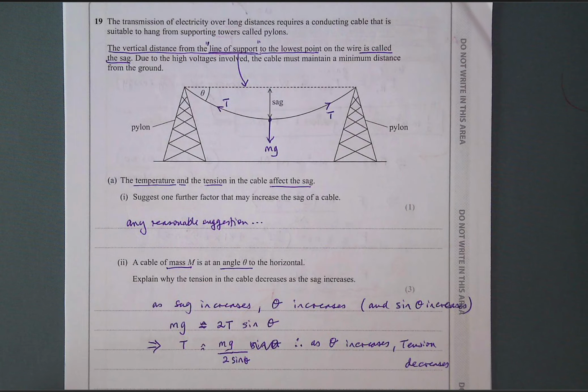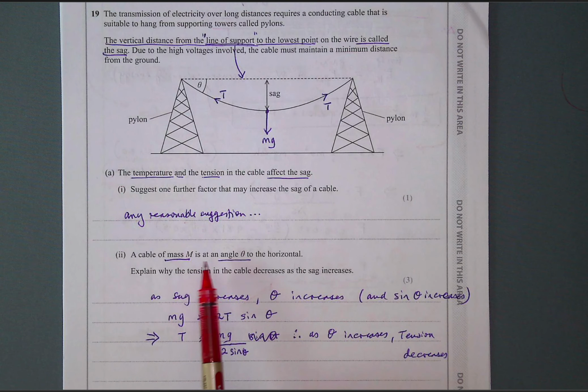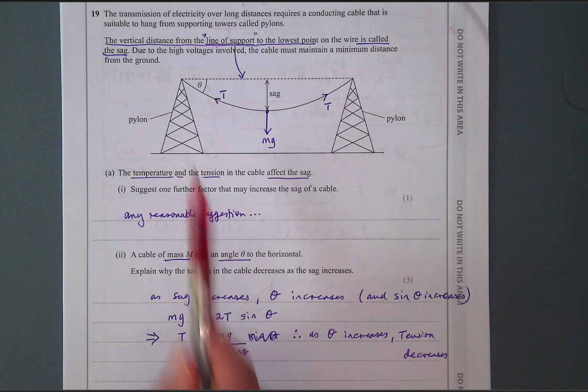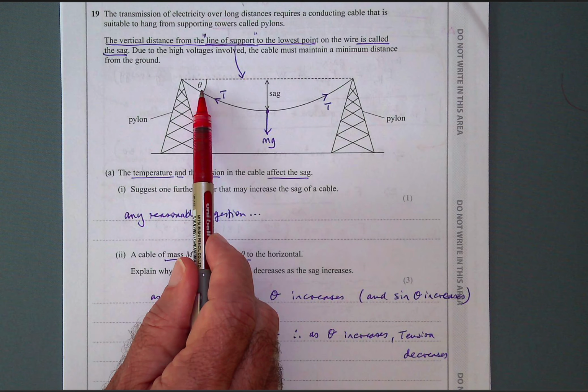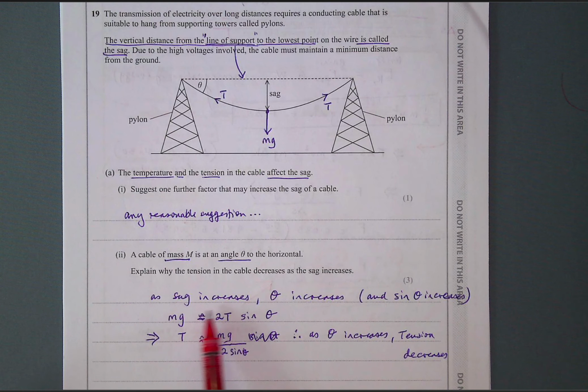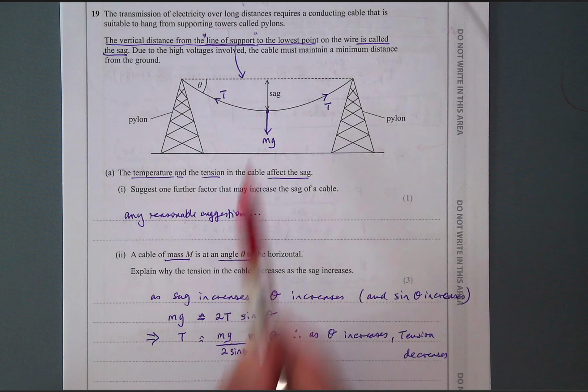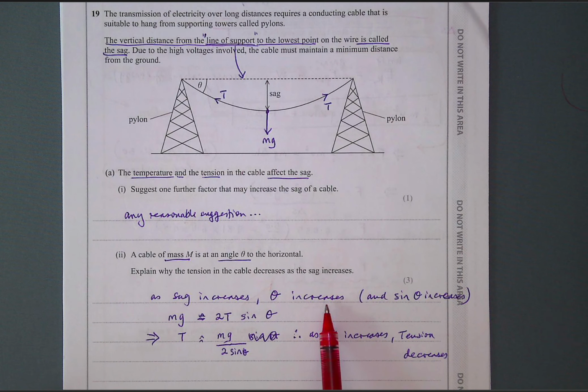It then says, a cable of mass m at an angle theta to the horizontal, the theta is shown in the diagram, it would be symmetrical. Explain why the tension of the cable decreases as the sag increases. Well, I've put as the sag increases, it's further down, therefore theta increases. Okay, if that happens, also sine theta will increase.